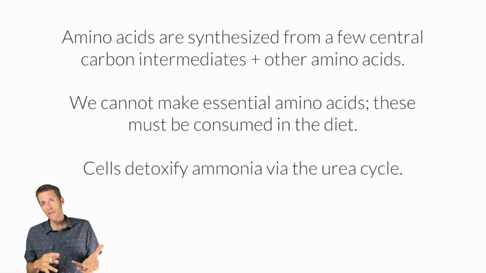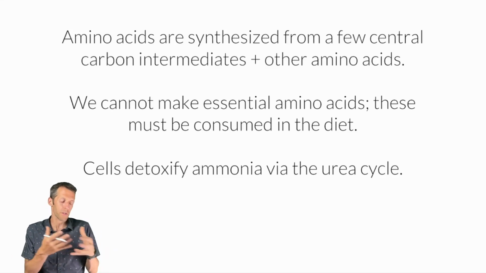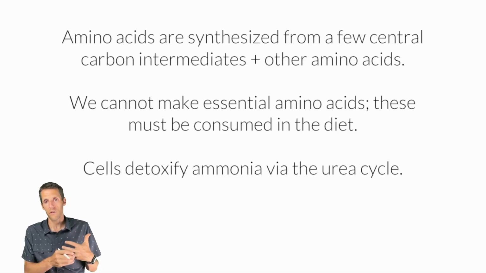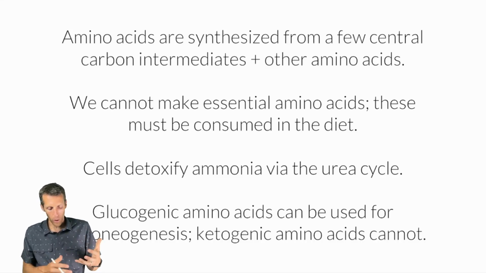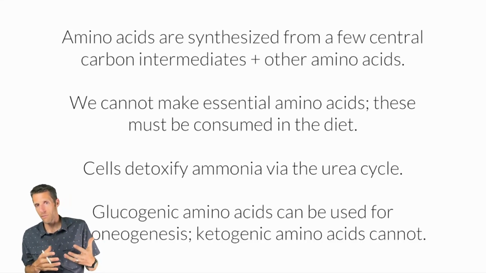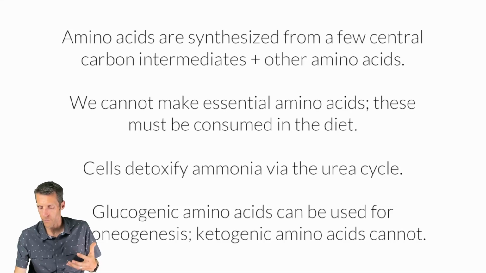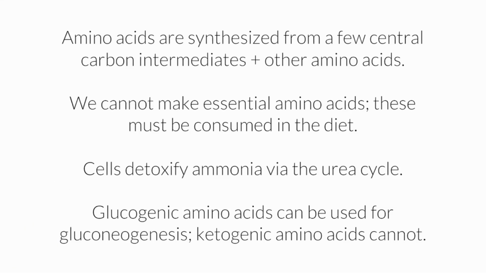Then we talk about the breakdown side of amino acids. We said that there are two processes. You've got to break down the nitrogen side and the carbon side. On the nitrogen side, we use the urea cycle to detoxify ammonia. And on the carbon side, there are basically two classes of amino acids we generally worry about. We worry about glucogenic amino acids, which can be used for gluconeogenesis, and ketogenic amino acids, which cannot, which ends up being important when we're thinking about dietary restriction and starvation conditions.